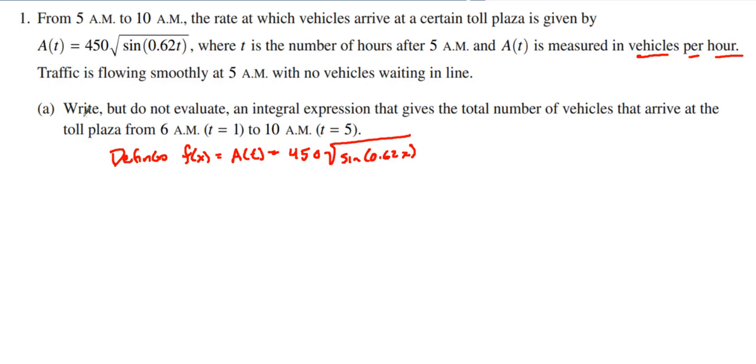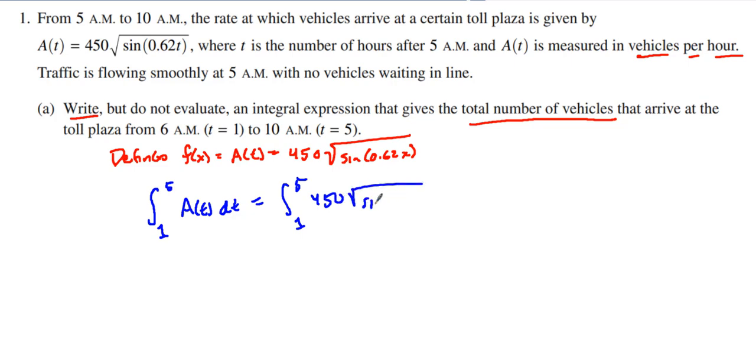You can see, first they said write but don't evaluate an integral expression that gives us the total number of vehicles. So we're looking for the total number of vehicles, just like a displacement type problem. And so we're just going to simply write the integral. We're going to write the integral from time 1, which was 6 a.m., to time 5, which is 10 a.m., of A of t dt, or you could have put 1 and 5 and spelled out 450 the square root of sine of 0.62t dt. Don't forget your dt. And that's my integral expression to find the total number of vehicles.